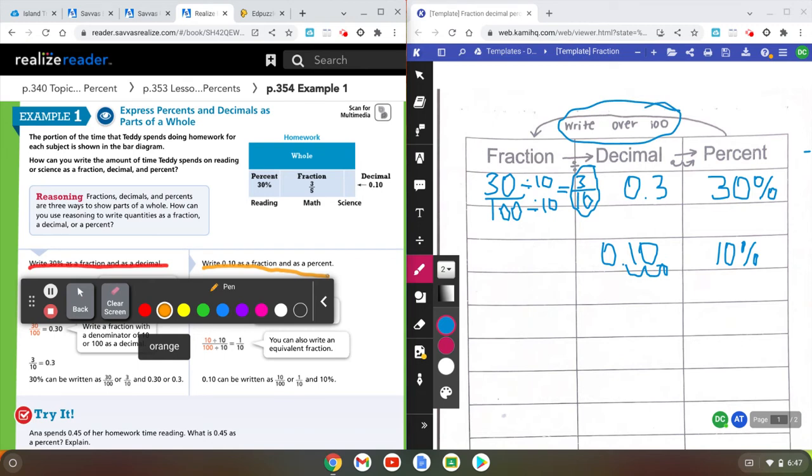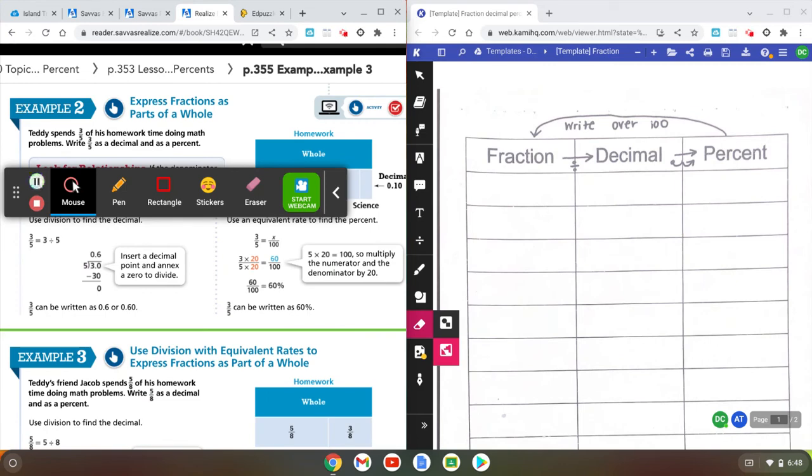To write 10% as a fraction, I look at the top of my chart. I'm going to write my number 10 over 100. And we can simplify again. Look, it ends in a 0. That means it's divisible by 10. We can divide both the top and the bottom by 10. 10 divided by 10 is 1. 100 divided by 10 is 10. So 0.10 as a decimal is the same thing as 10%, which is also the same thing as 1/10 as a fraction.